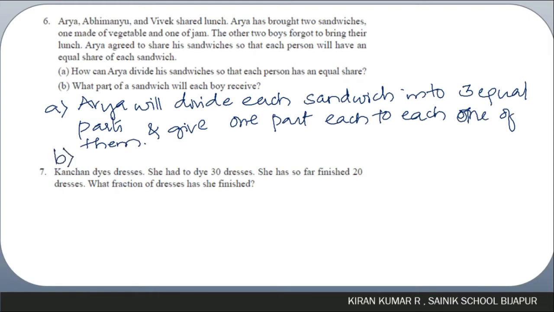Second sub-question is, what part of sandwich will each boy receive? So one boy will get 1/3 of the sandwich, so it is 1 upon 3.